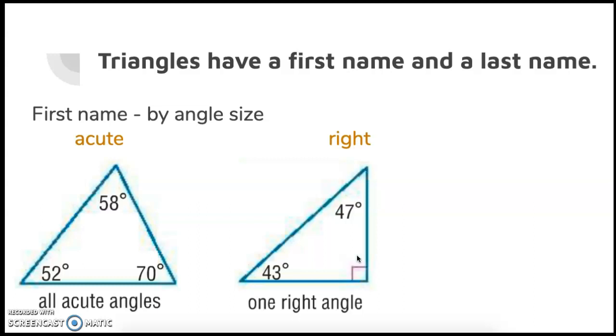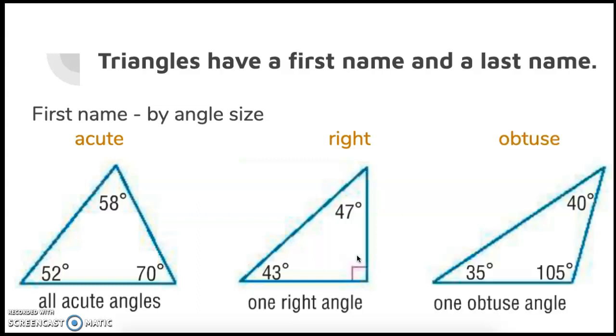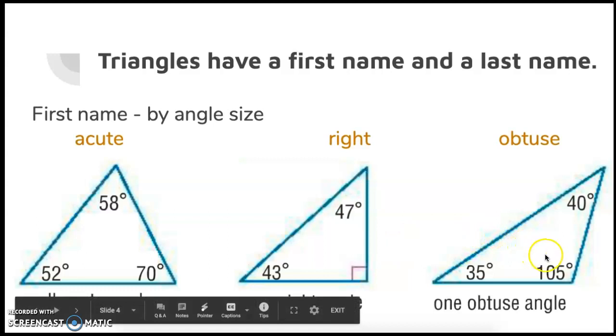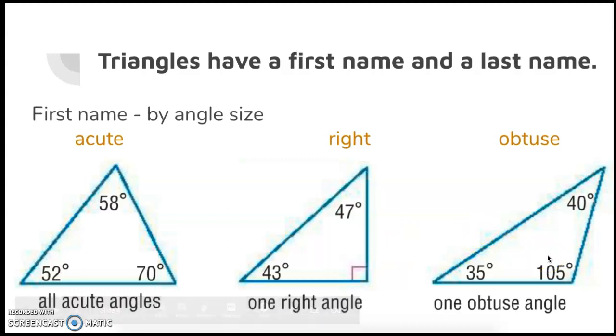And then our last type is an obtuse triangle. An obtuse triangle has one obtuse angle or one angle that is greater than 90 degrees. So an acute triangle has three angles that are less than 90 degrees. A right triangle has one angle that is exactly 90 degrees. And an obtuse triangle has one angle that is greater than 90 degrees.